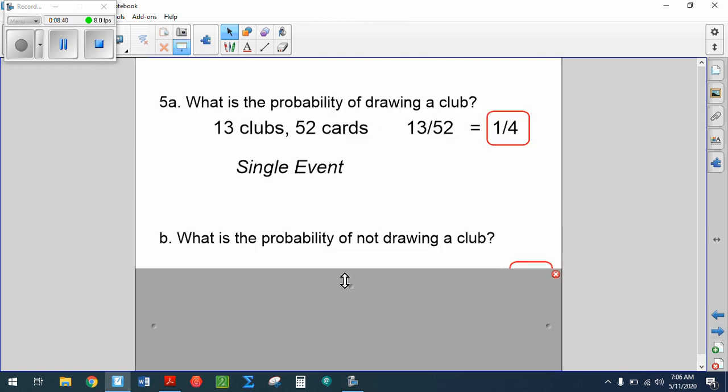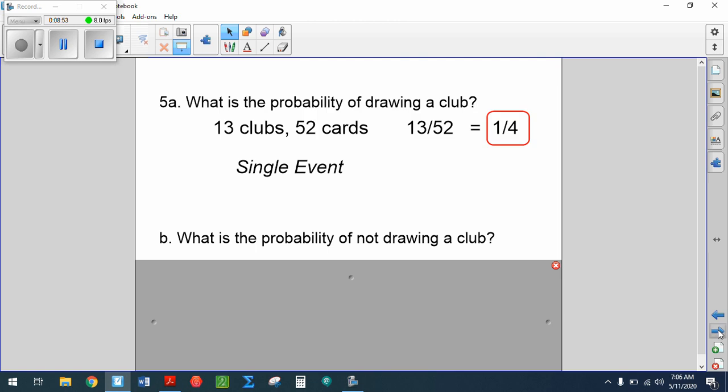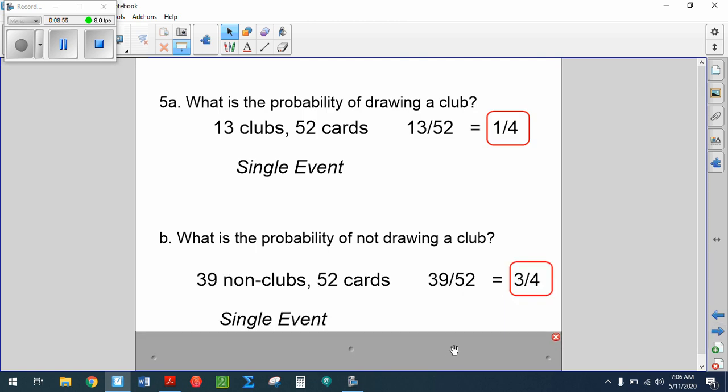That's a single event. What's the probability of not drawing a club? Well, there's 13 clubs, then there's 13 plus 13 plus 13 for spades, hearts, and diamonds. So that's 39. 39 non-clubs. The probability of that, when we simplify, 39 out of 52 is 3/4. Notice the 3/4 and the 1/4 add together to give you 1.